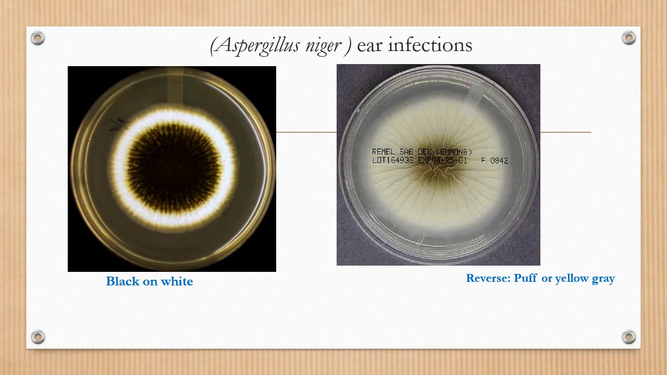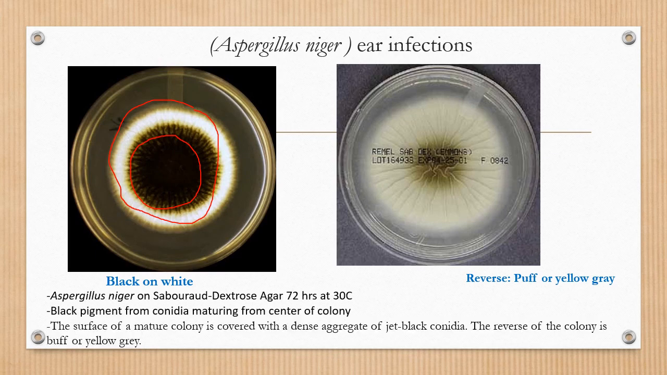So how do we describe this? What you see here is the Sabouraud dextrose agar. You can see this black center and the white rim surrounding it. You can see it also on the reverse. From the bottom you can see the reverse, where you see a very tiny dark circle, or sometimes it's buff or yellow-gray, surrounding the white rim.